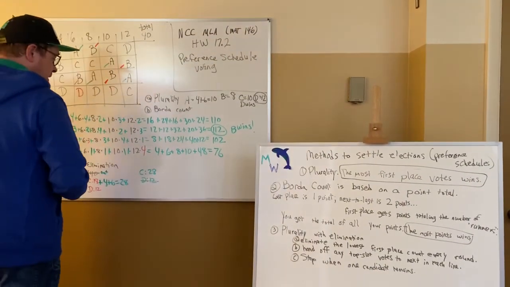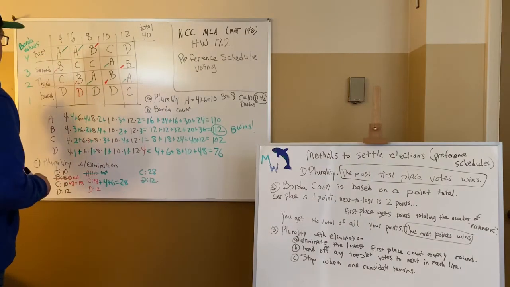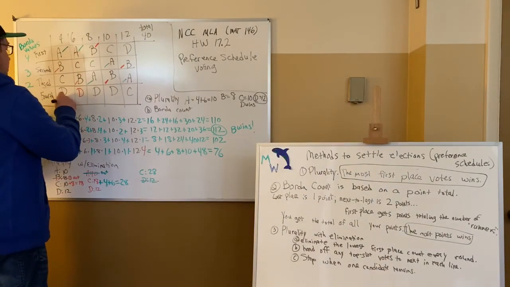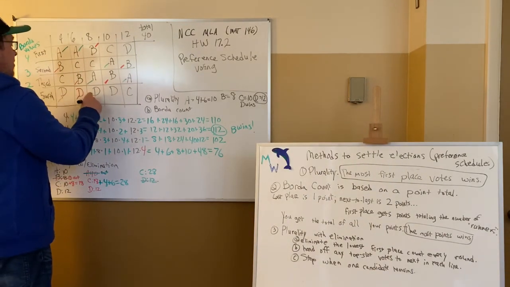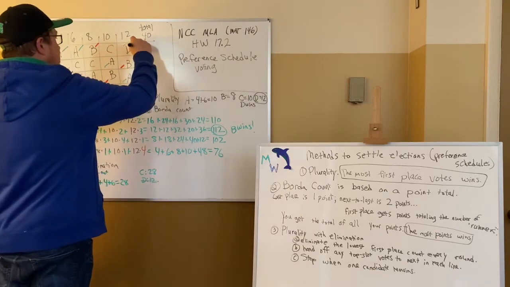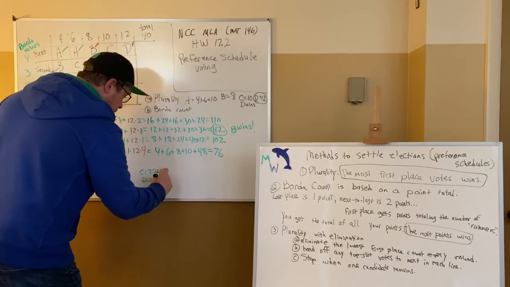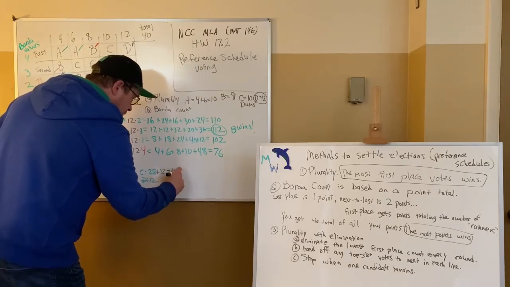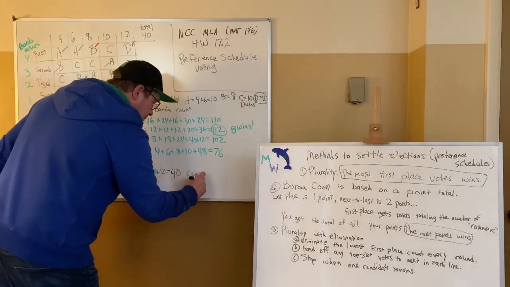And as we take the D out, we give it to whomever is still alive below it. So this D out doesn't matter. This D out doesn't matter. This D out doesn't matter. And that D out doesn't matter. But this one does. And those 12 go to C, and C wins.